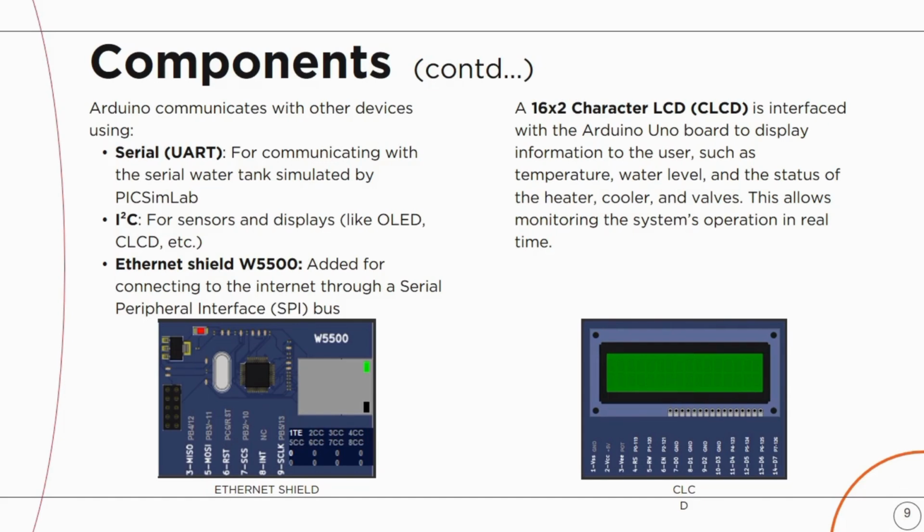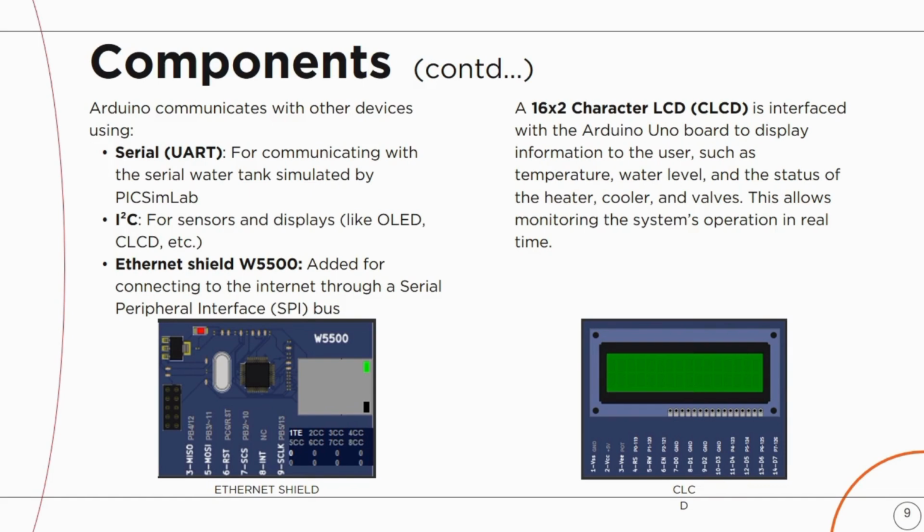The Ethernet shield W5500 is added for connecting to the internet through a serial peripheral interface bus. This is essential for connecting the Arduino to the internet, through which it can communicate with the Blynk cloud and accordingly with the Blynk app on a mobile phone.